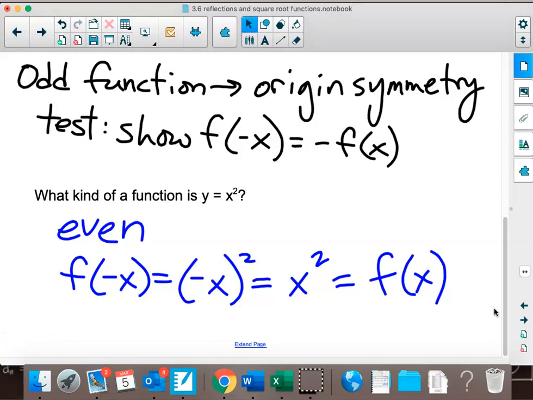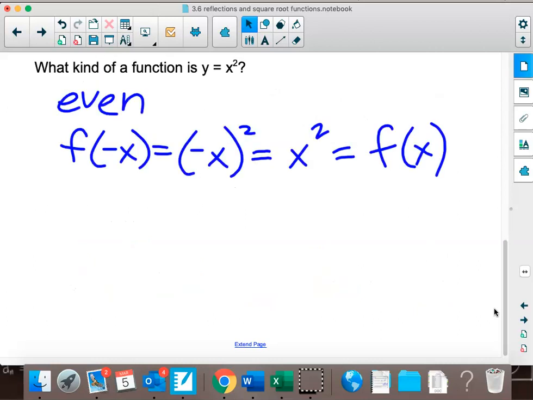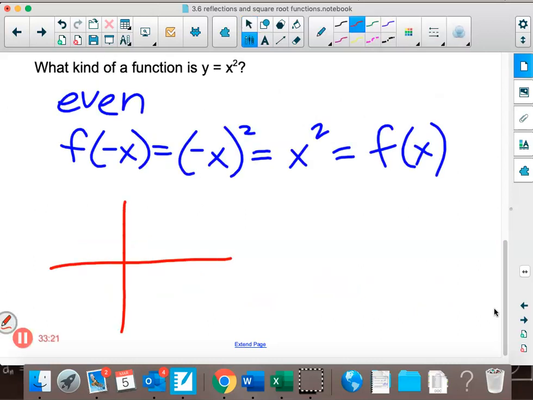By the way, odd has origin symmetry. The origin isn't a line. How can you have origin? How can you have symmetry over something that's not a line? It's a point. What do we do?